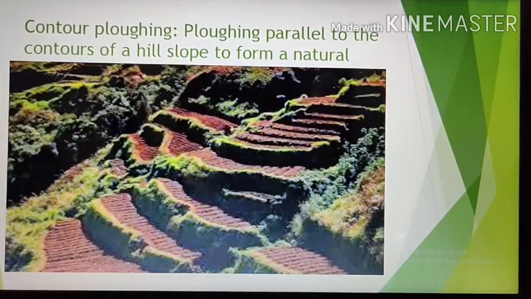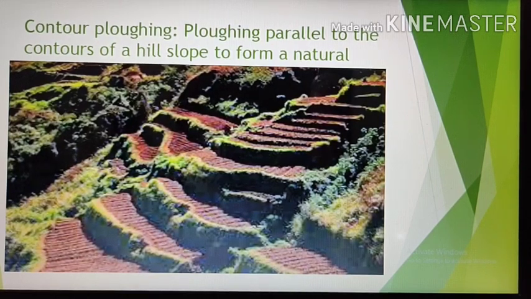Now over here you can see the next method, that is contour plowing. Now what contour plowing actually means? It means plowing parallel to the contours of a hill slope to form a natural barrier for water to flow down the slope.